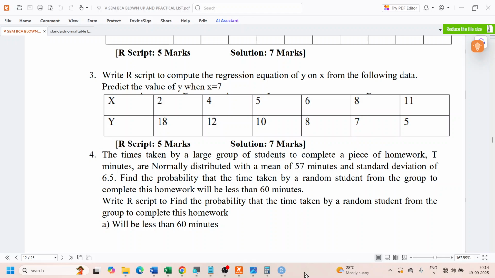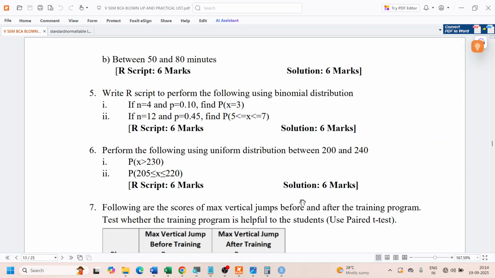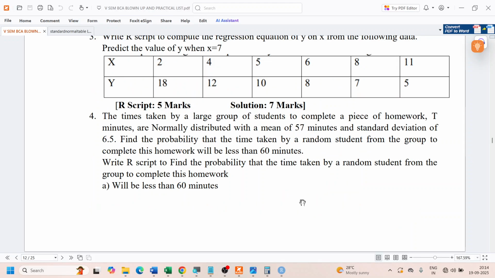Find the probability that the time taken by a random student from the group to complete this work will be less than 60 minutes. They have also asked us to write the R script to find the probability that the time taken by a random student from the group to complete the work is less than 60 minutes, and the next one is between 50 and 80 minutes. So let us go ahead and calculate this one.